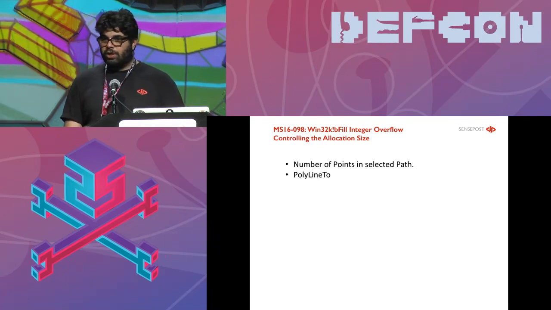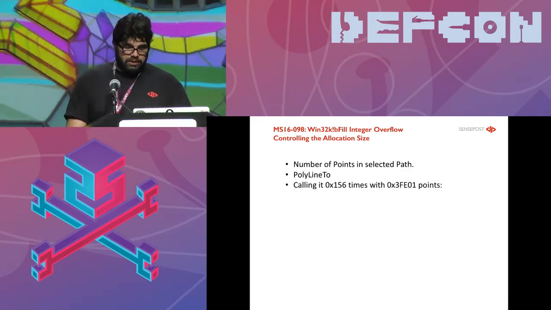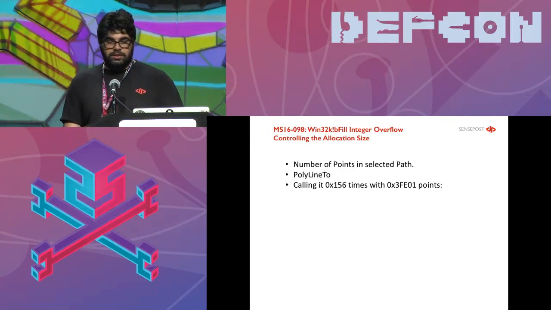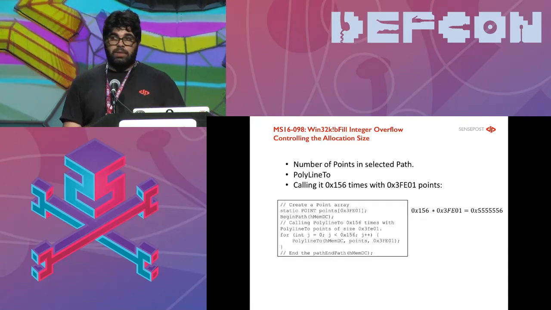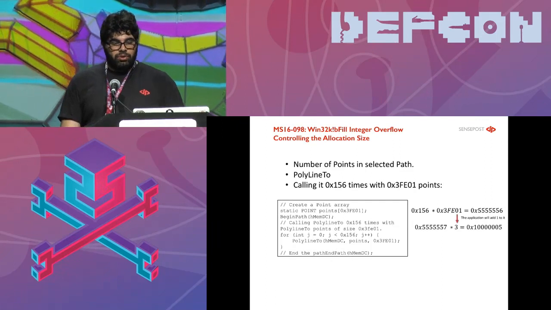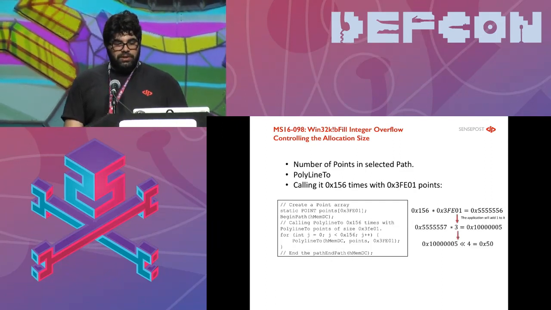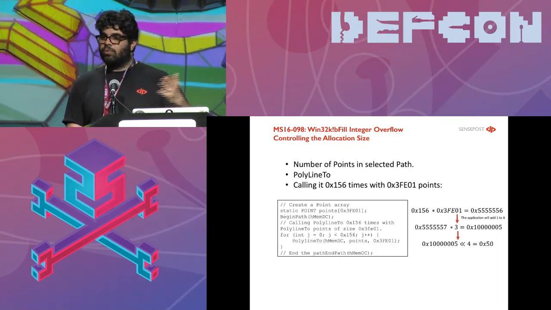So how can I control the number of points in a path? By using the user mode function PolyLine2 and supplying a point array. Calling this function 156 times with 3 FE01 points will result in a controlled value being allocated in kernel memory. If you multiply the two numbers, it will result in 555556. Now, someone will tell me this is much smaller than the value that we discussed during the calculations, and you are right. Due to the shifting of 4, this value will actually result in 10000005, and after it gets shifted by a nibble, this value will be 50 and the 1 will be truncated.